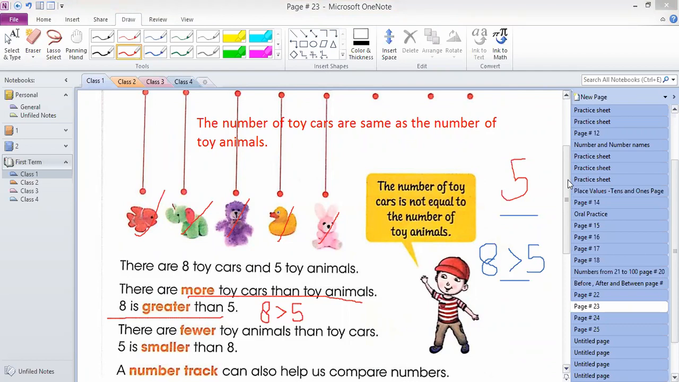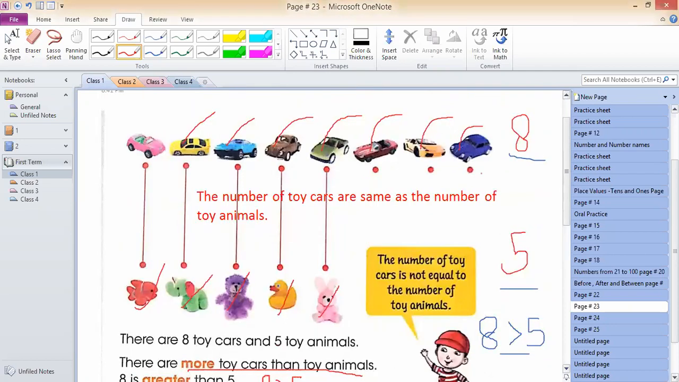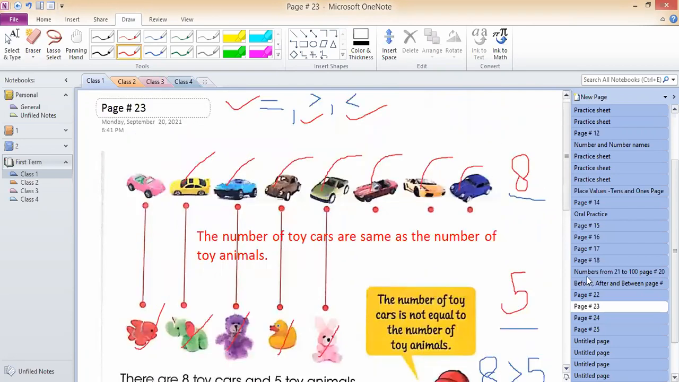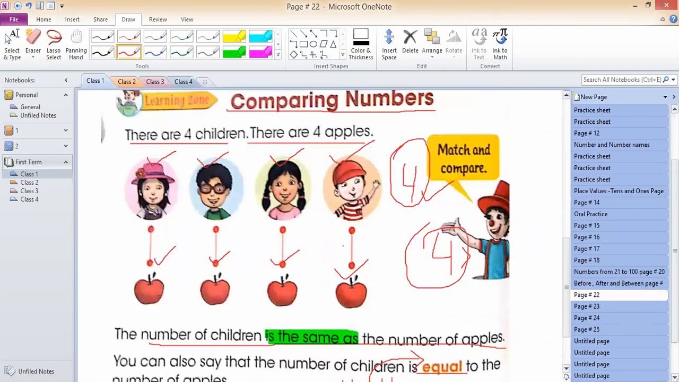Very good. So whenever someone has more things, more objects or more toys, you will say it has more. Obviously, when they are not equal, let's suppose we go to the previous example. There were 4 children and there were 4 apples. They both were equal. Both were having 4. So you say, sir, the number of children is equal to the number of apples.